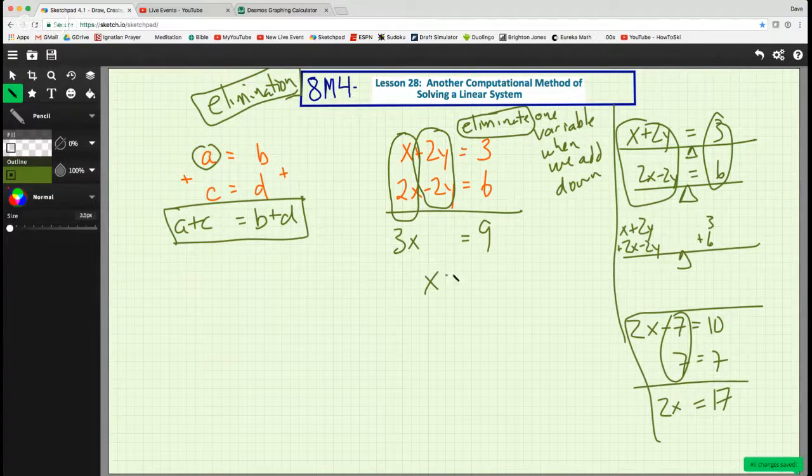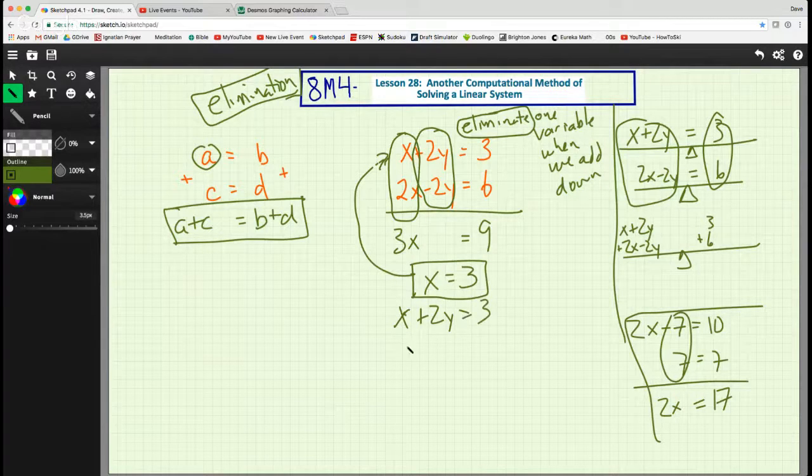And so now I can say x equals 3. And now we're solving the same way that we solved when we did substitution. We're going to take our x and plug it back in here to solve for our y. So we have x plus 2y equals 3. I'm going to put my 3 in for x. So 3 plus 2y equals 3. Subtract 3 from both sides. 2y equals 0, so y equals 0.